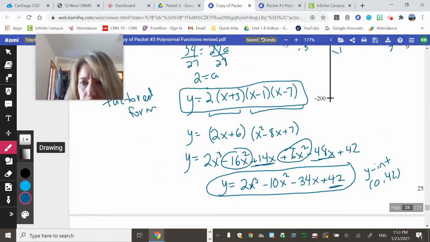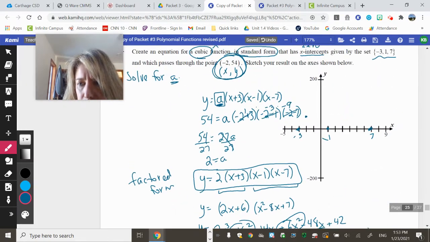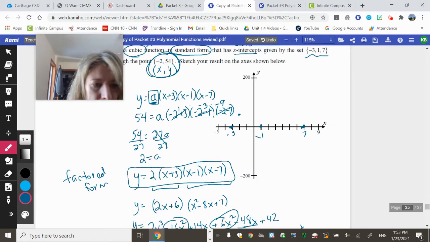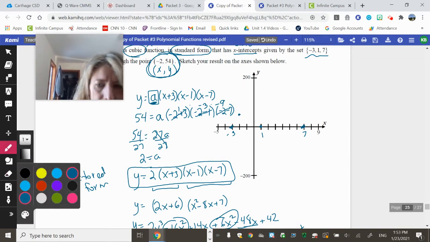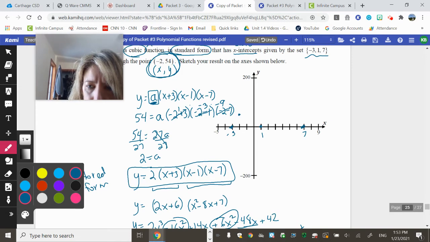So I can also put the point 0, 42 on my graph. Just a straight marker there. Okay, so 0, 42 would be about here. And I can sketch my graph.